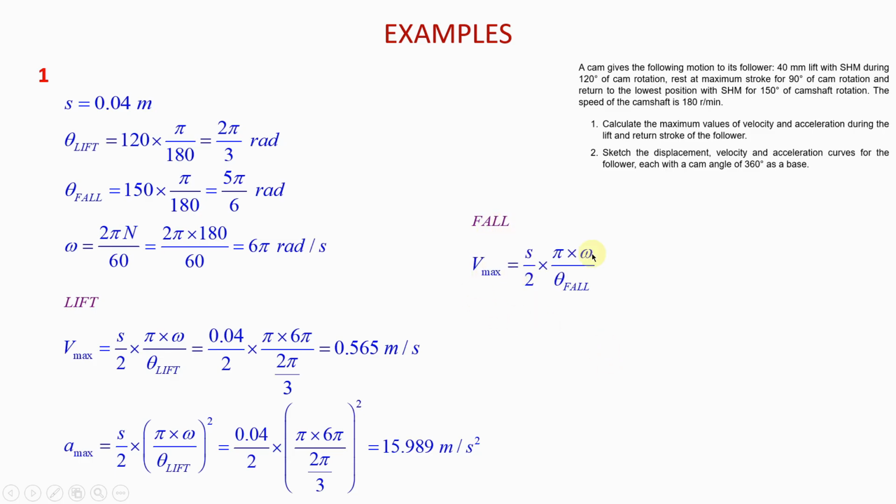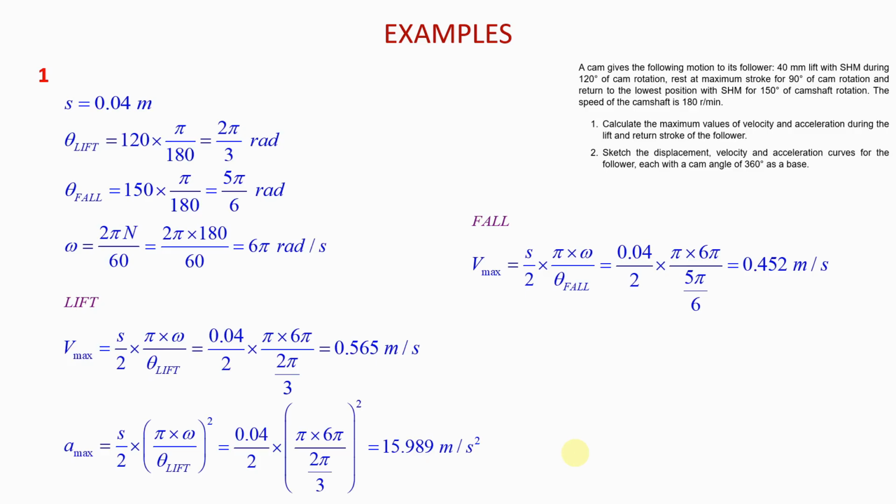So Vmax, same equation, but we use theta fall, and then you plug in the numbers. Theta fall is 5 pi by 6. Here we used theta rise, but here it's theta fall. Plugging in the numbers like that, you get that the maximum velocity you attain during fall is 0.452 meters per second. And remember, this velocity is that of the follower, not the velocity of the cam, and the acceleration that we find is also that of the follower.